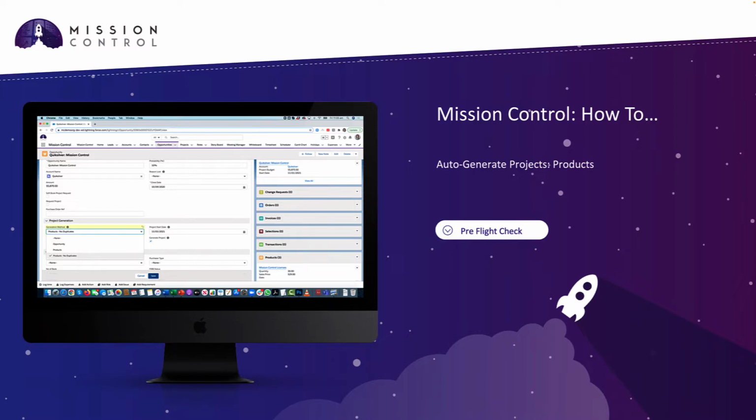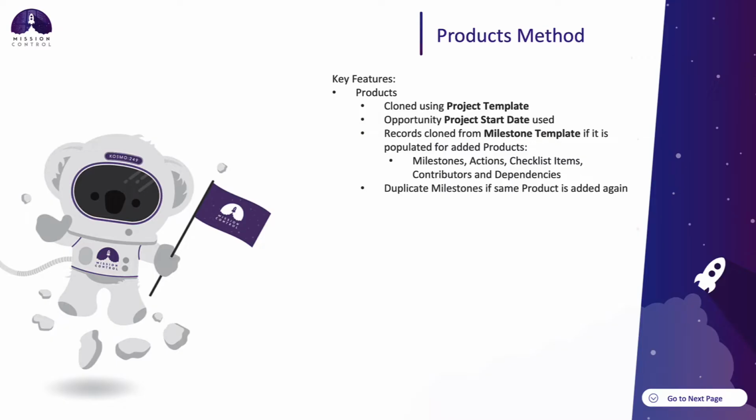Mission Control offers you the ability to auto-generate projects from an opportunity. There are a few different ways that you can generate a project from an opportunity, and today we'll be looking at the products method. The products generation method builds up a project plan based on the products associated to the opportunity, and the project start date, which is mentioned on the opportunity, is used for the project. The project record will be cloned based on the project template specified on the opportunity.